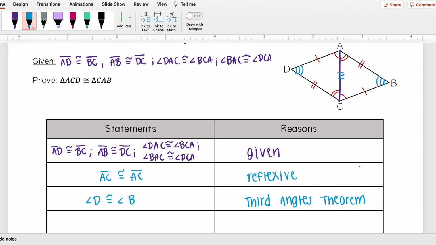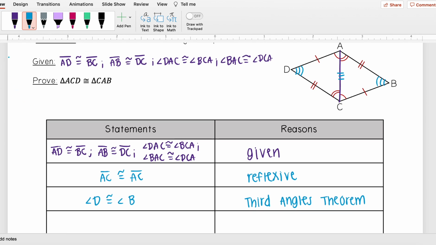And so I already have that all three sides are congruent, all three angles are congruent, so I can therefore say that triangle ACD is congruent to triangle CAB. And the reasoning for that is that all corresponding parts are congruent.